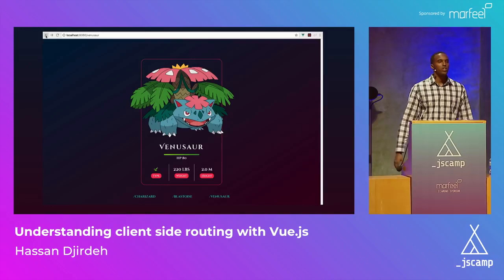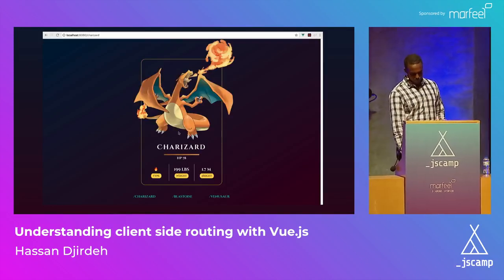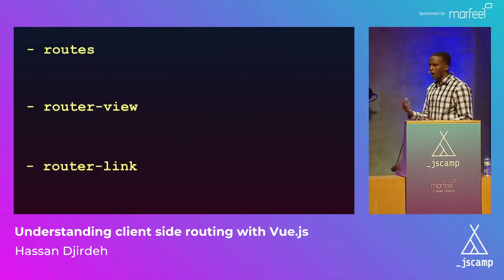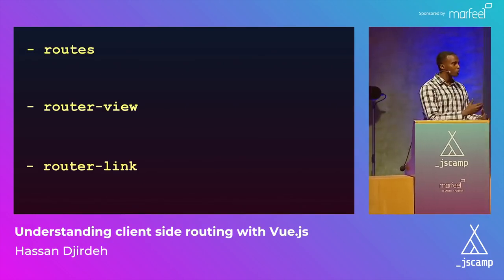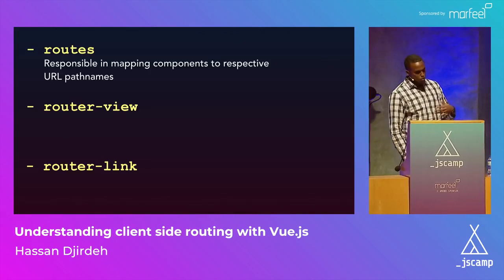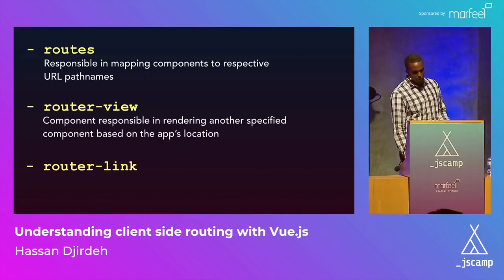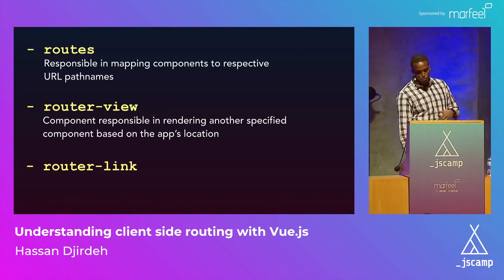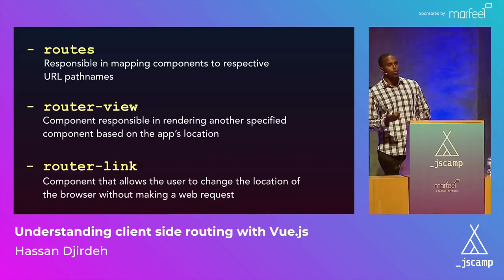And that is essentially what we needed to do to actually build a fully functional custom client-side router with Vue alone. So there's three things we introduced. If, for example, we're going to make this a library of sorts, and we tell people to install it and use it, we'll tell them to define three things to follow a certain pattern. We'll say, declare your routes array that's responsible in mapping components to the respective URL path names. We want you to declare the router view component that's responsible in rendering another component based on the app's location. And we want you to declare a router link element that allows the user to change the location of the browser without making a web request.